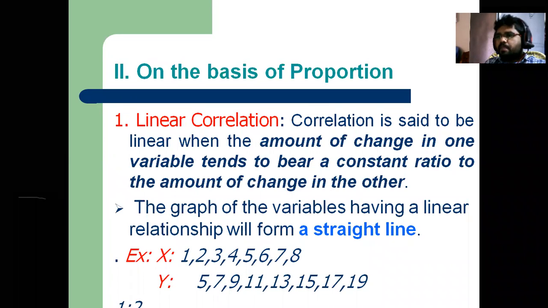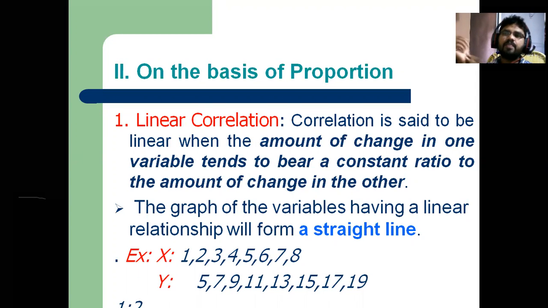Then, on the base of proportion, there are two types: linear correlation and non-linear correlation. What is meant by linear correlation? The correlation is said to be linear when the amount of change in one variable tends to bear a constant ratio to the amount of change in another variable. If the ratio of change in one variable is the same in the other variable, it is called linear correlation. For example, if you take into account the price and demand.